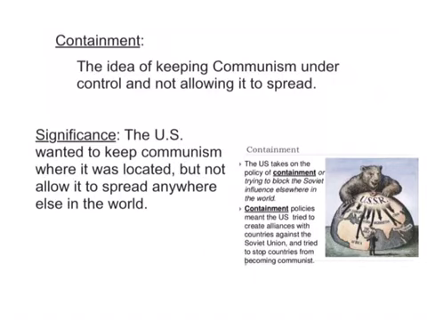Our next key term for the Cold War is containment. This is the idea of keeping communism under control and not allowing it to spread. The significance was that the U.S. wanted to keep communism where it was located and not allow it to spread anywhere else in the world. Make sure you're writing the significance, drawing a picture, or using key terms in the far right-hand side of your vocabulary chart.